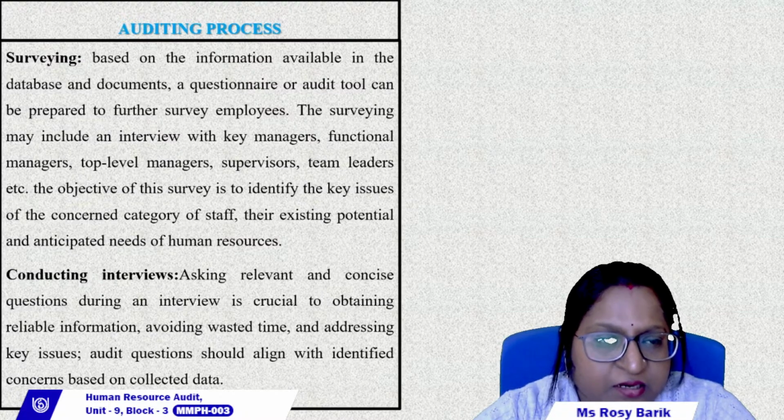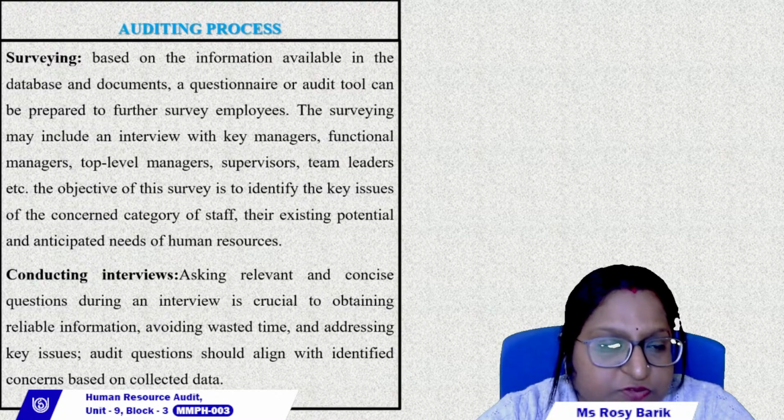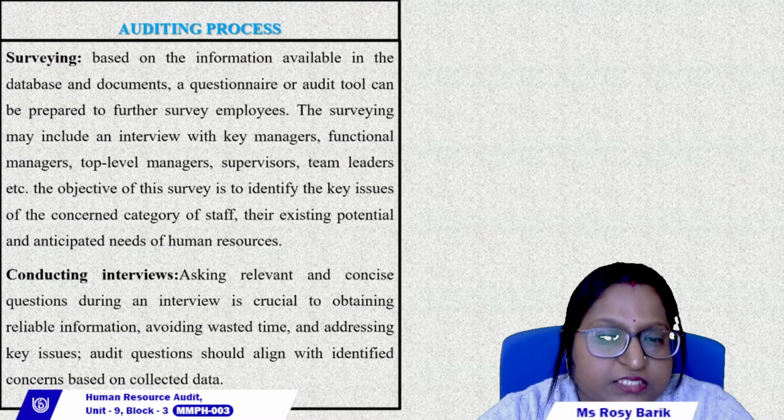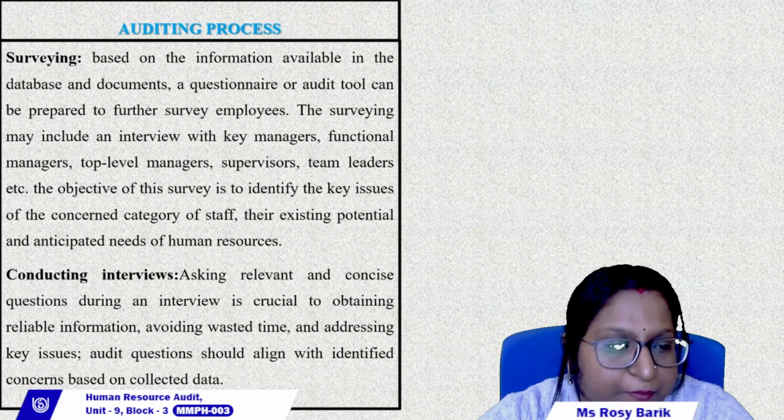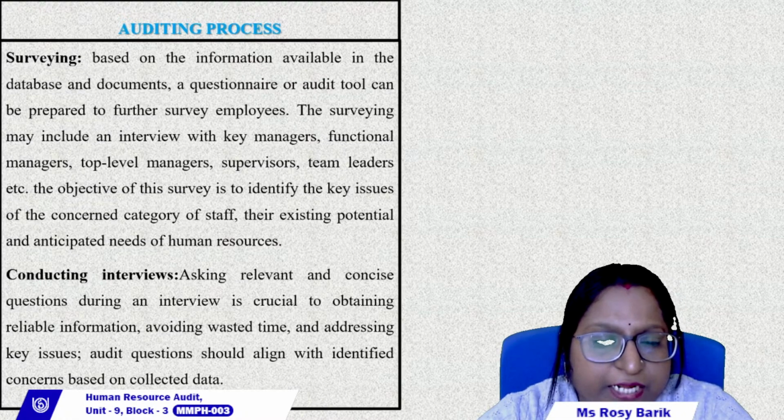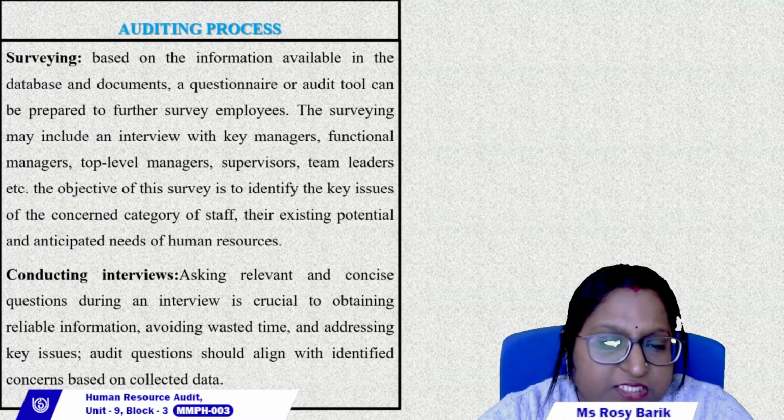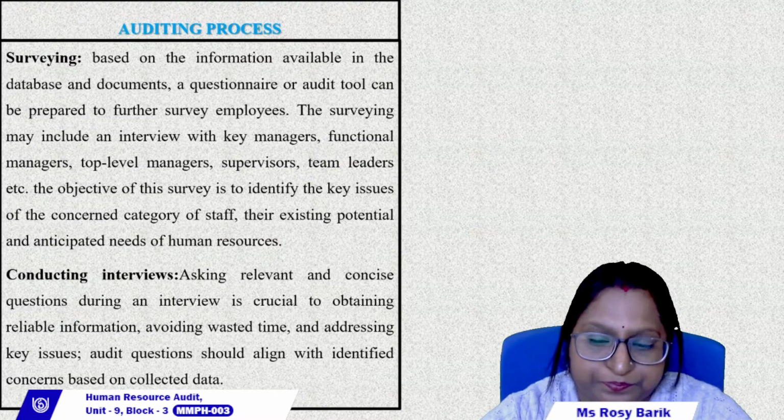Next is conducting interviews. Asking relevant and concise questions during an interview is crucial to obtaining reliable information, avoiding wasted time, and addressing key issues. Audit questions should align with identified concerns based on the collected data.